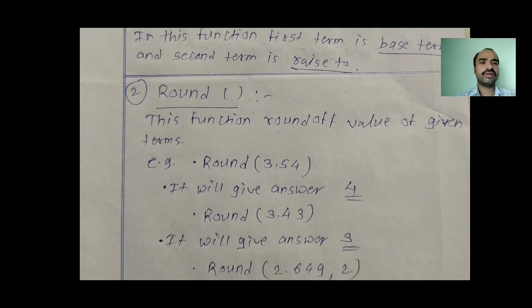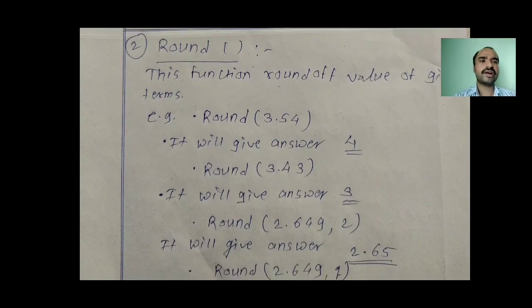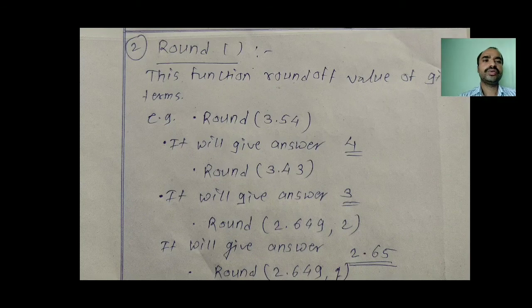We know that round means a rounded-off value. Here also a basic mathematical rule is used. Whenever the value after the dot is 5 or more than 5, the number is converted to the next number, and when the value after the decimal is less than 5, it is converted to the previous number. Let us take one example. We have written ROUND(3.54).